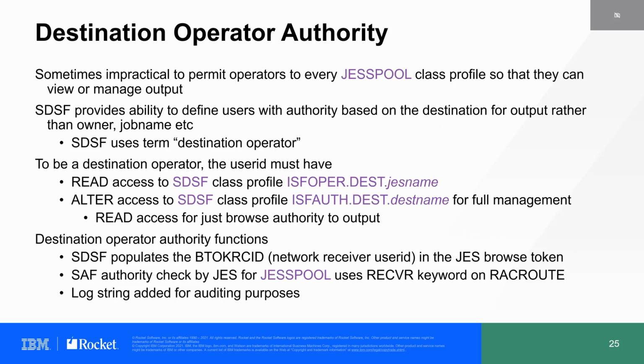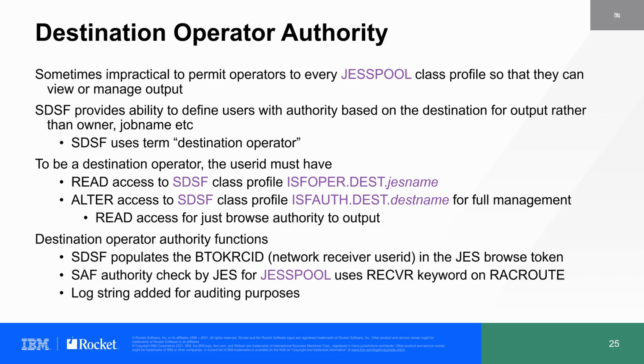Destination operator authority. It's sometimes deemed impractical to commit operators or systems programmers to every single JES spool class profile so that they can view or manage output in support cases and things like that. So historically, SDSF has provided this ability to find users with authority based on the destination for the output rather than the owner and job name. And this is where the term destination operator comes up.